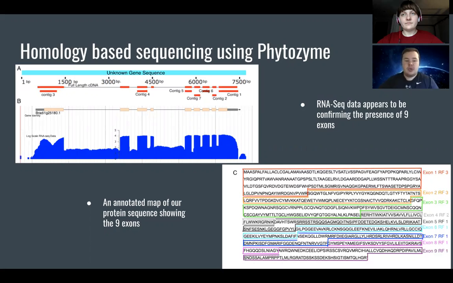In order to compare and see which one was correct, we used Phytozome's log-scale RNA sequencing data and found that the peaks correlated to our 9 proposed exons. So we decided that was probably the best way to model our gene. We then provided the protein sequence, as you see in the bottom right, and annotated it with our different exons. Exons 1 through 3 are in reading frame 3, exon 4 in reading frame 2, and exons 5 through 9 are in reading frame 1.